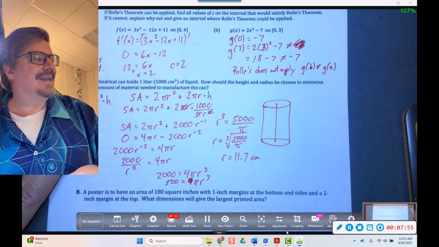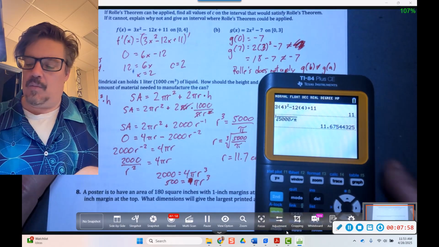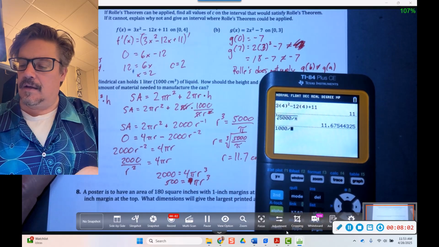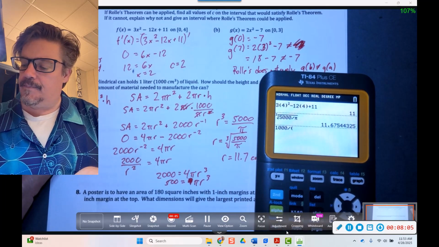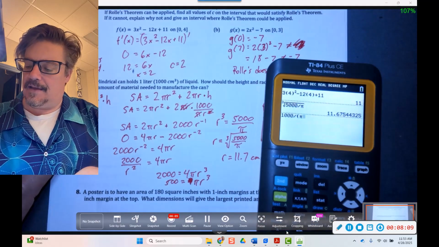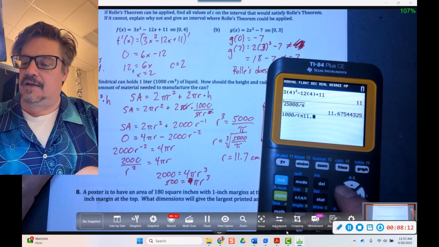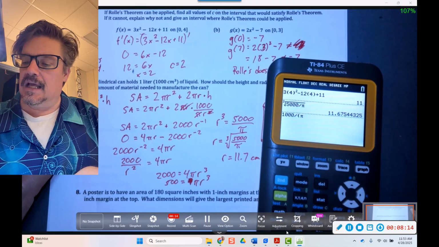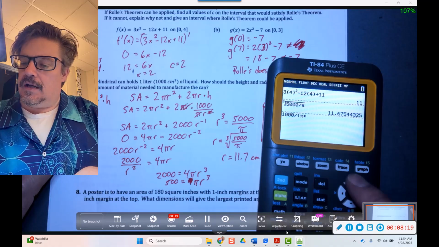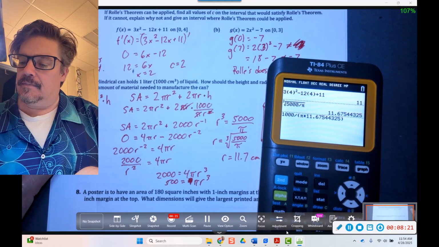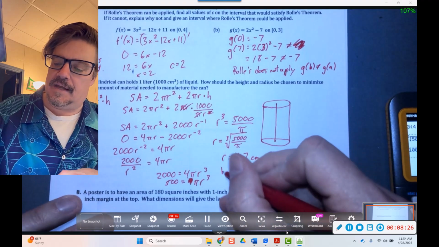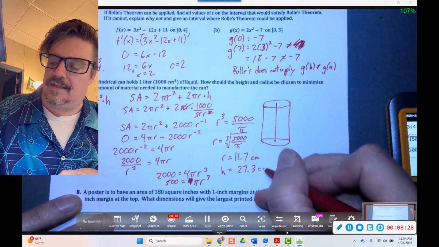If we want the height, then we're going to have to do 1,000 divided by pi times that same 11.7. Let's actually push up, grab that, close it up, equals, there we go, 27.3. So the height has to be 27.3 centimeters.